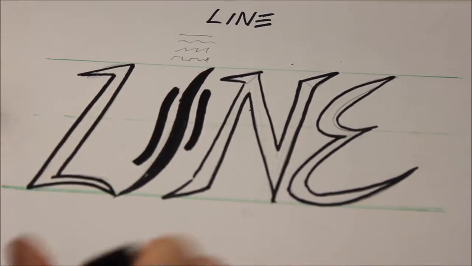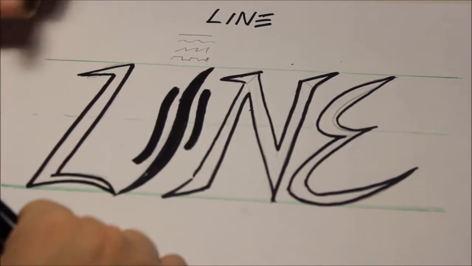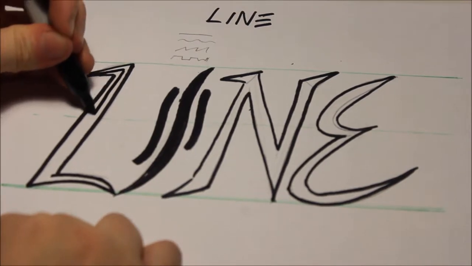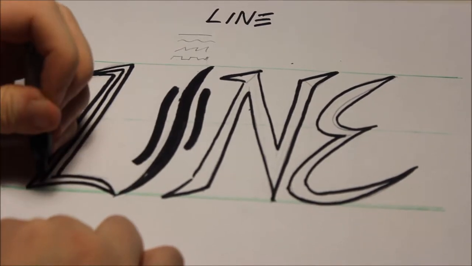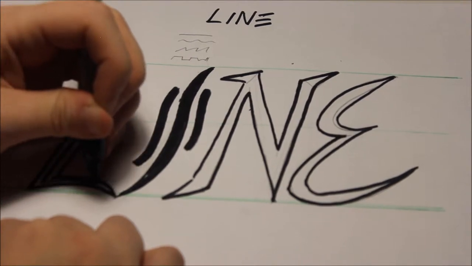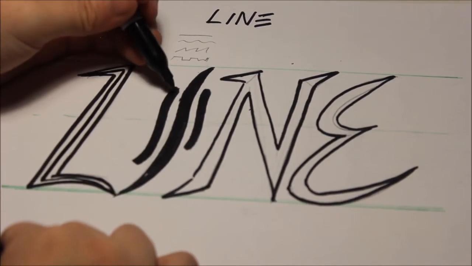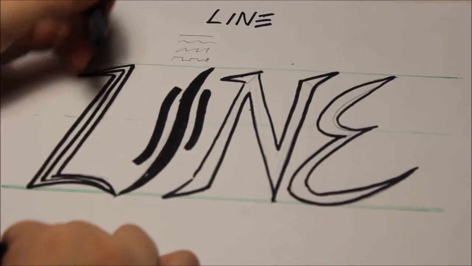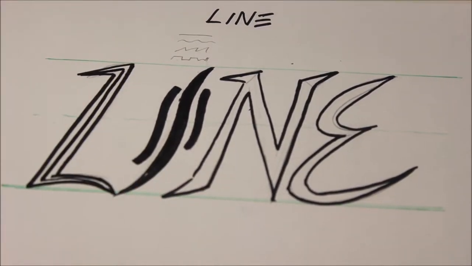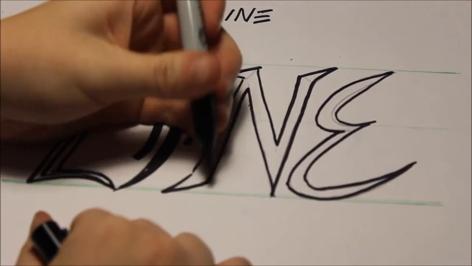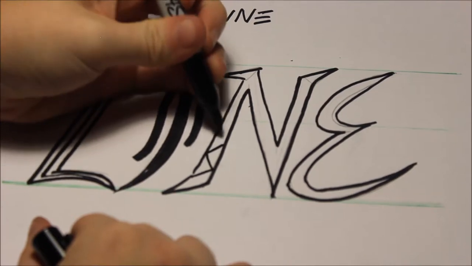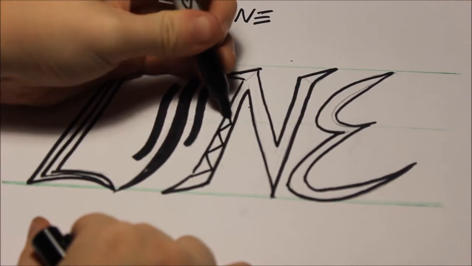Whoa. Interesting. Okay. I think for this letter, I'm just going to add a line in the middle. So use a variety of lines. Some, maybe one variation is thick, one variation is thin. Maybe in this N, I'll use like a zigzag or dragon line design in the middle.